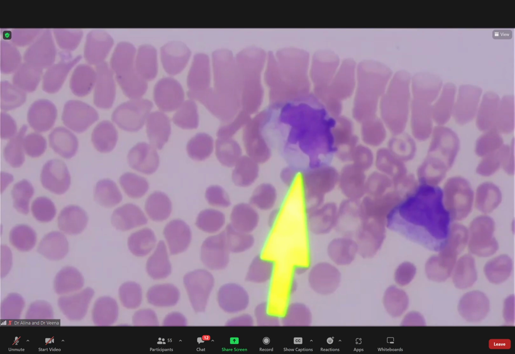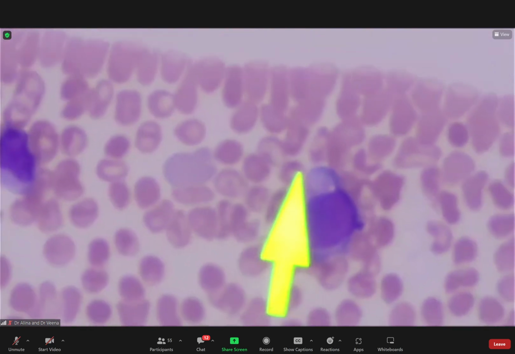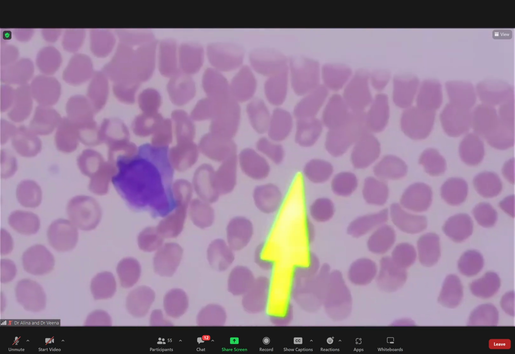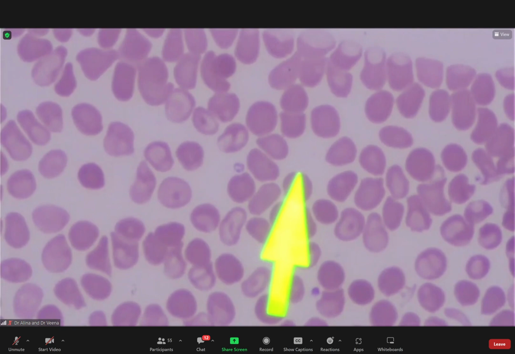Okay. So they tend to be at the edge. So if in exams you get a pancytopenia case, the blast count is not that high, look at the edges. They will be hiding in the edges. Okay? Okay, any questions?